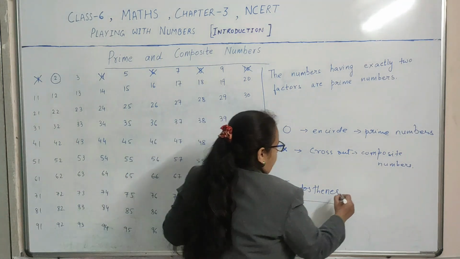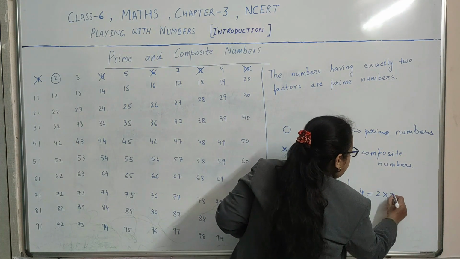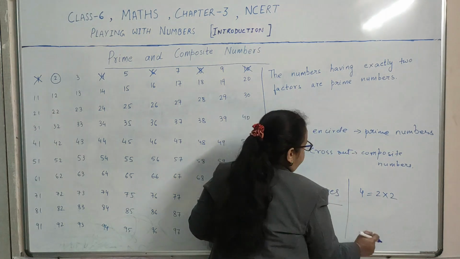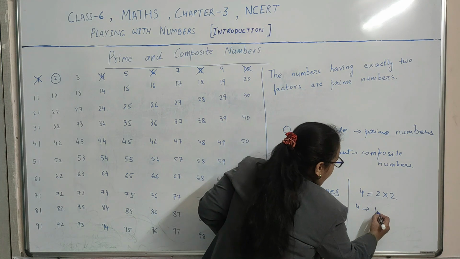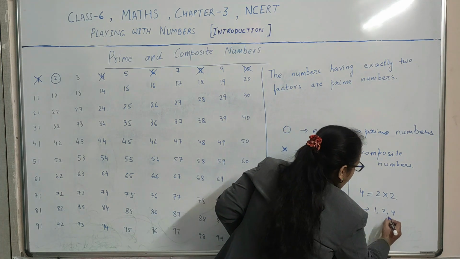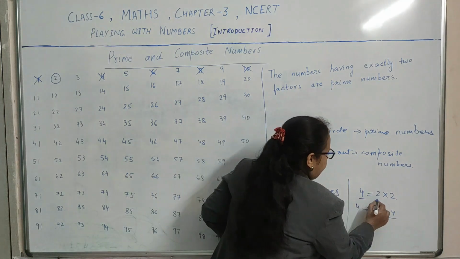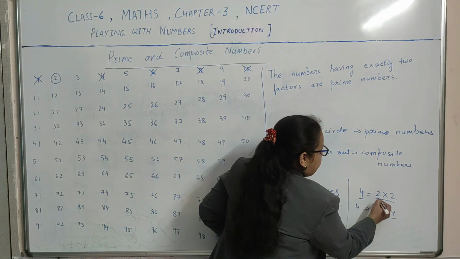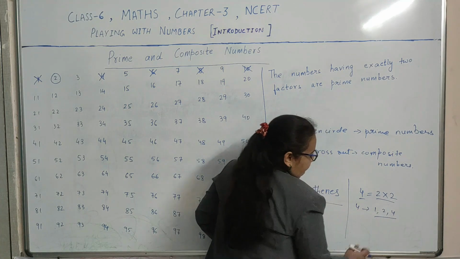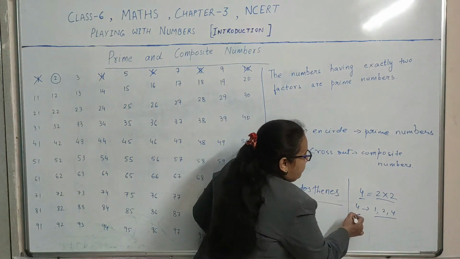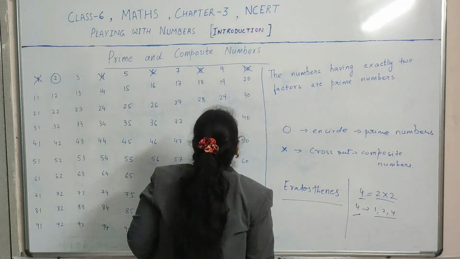See, 4 is a multiple of 2, right? It means 4 has how many factors? 4 has 1, 2 and 4. These are the factors of 4, right? 4 is a multiple of 2, it means 2 is a factor of 4. So 4 has factors 1, 2 and 4. It means 4 is not a prime number. It is a composite number because it has more than 2 factors.